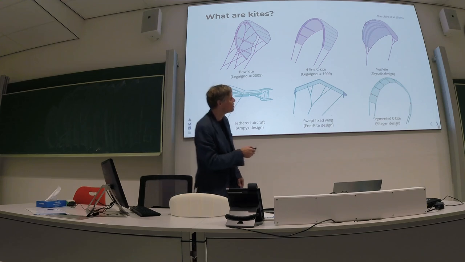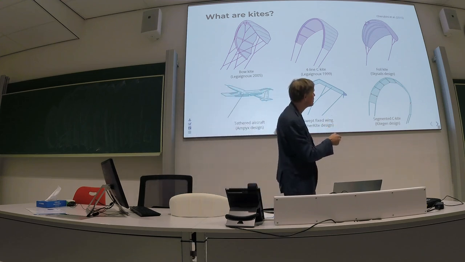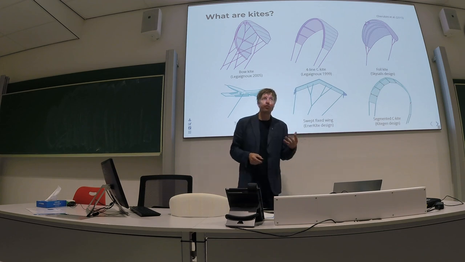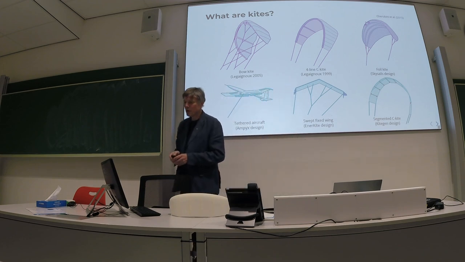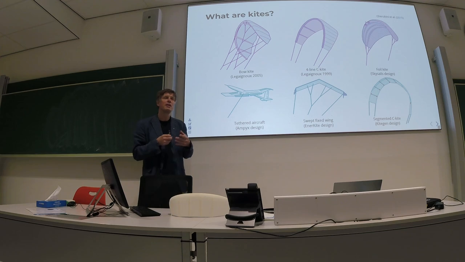Then we have this special foil kite here by Sky Sails. It's a large ram air wing, and ram air, I explain in the next slide, uses the stagnation pressure from the relative flow to inflate this wing.